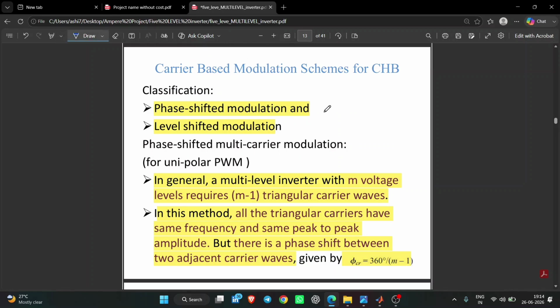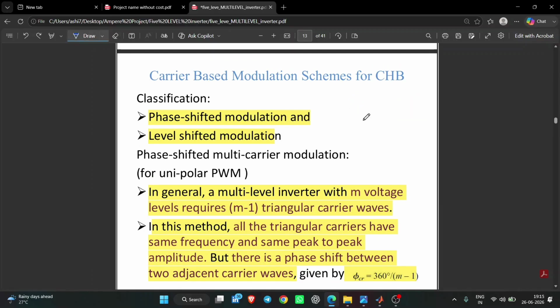Phase shift means suppose this is your 0 line and your triangle wave is the carrier wave, like that. The second carrier wave will have some phase delay. This is the phase delay. So this is known as phase shift modulation.